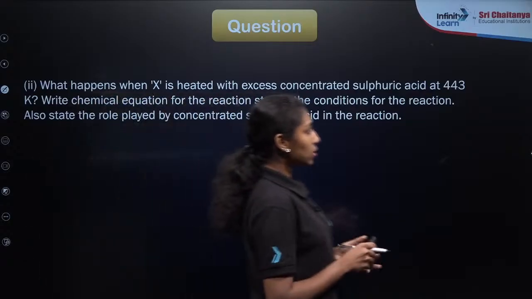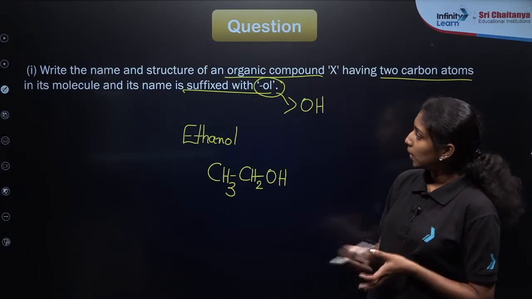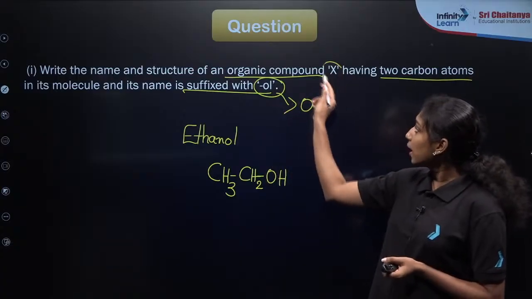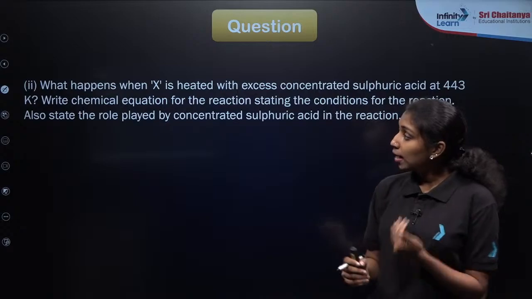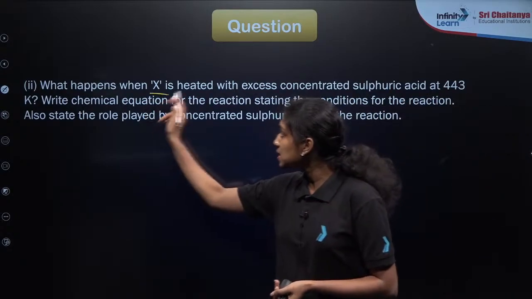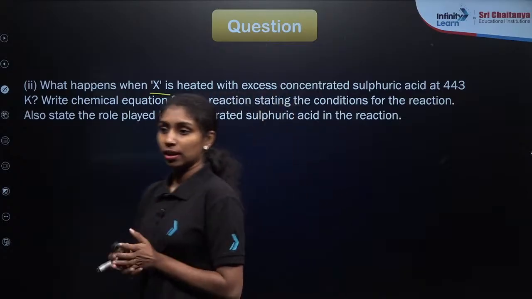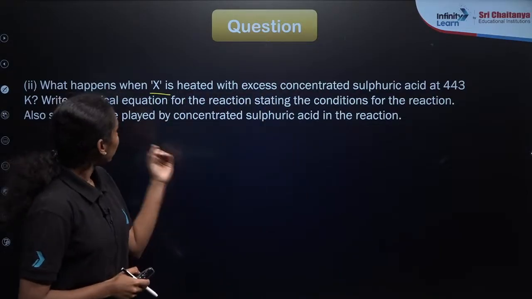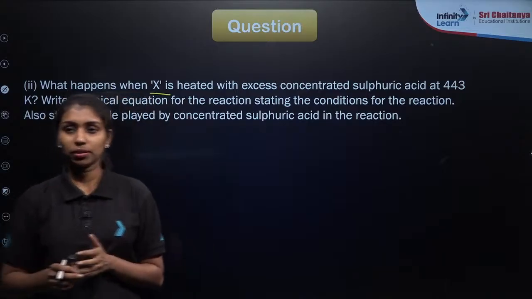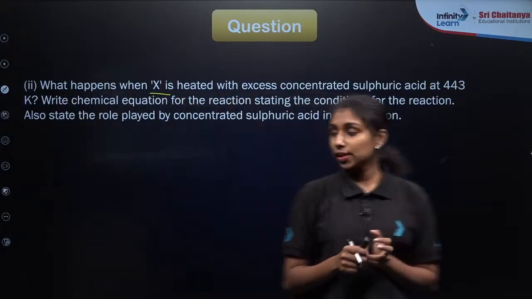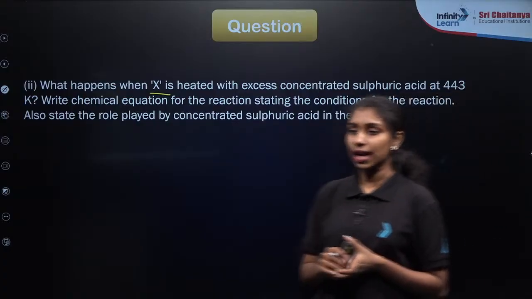Okay, this is another question which is the part of the first question. So here this is the compound X. We have seen X is the ethanol molecule here, right? Now the question is based on the second part here. What happens when X is heated with concentrated sulfuric acid at 443 Kelvin? Write the chemical equation for the reaction stating the conditions for the reaction. And another question, also state the role played by the concentrated sulfuric acid in the reaction.